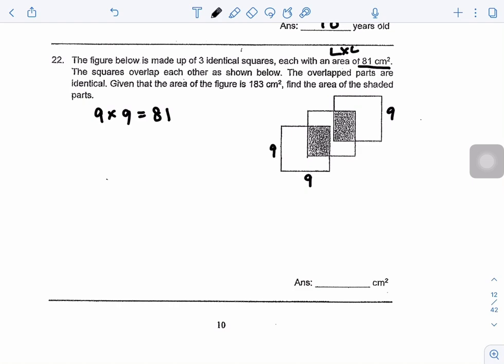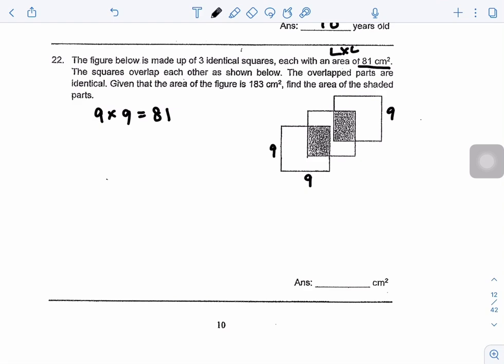The squares overlap each other as shown below. The overlapped parts are identical. The shaded parts are identical. Given that the area of the figure is 183, find the area of the shaded parts.